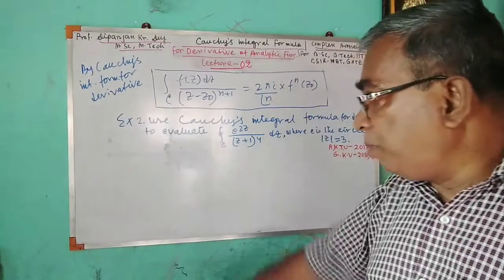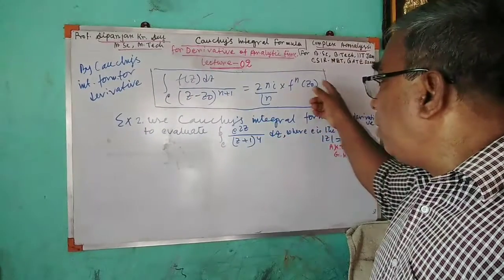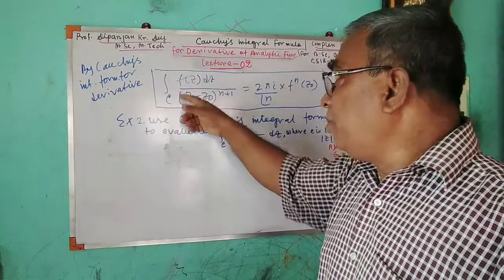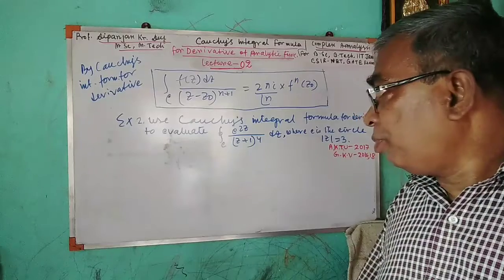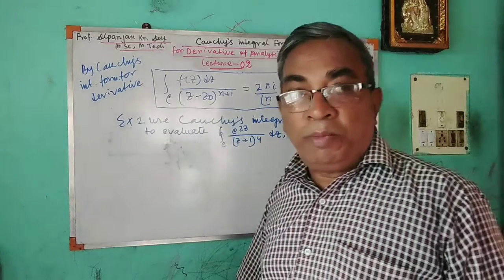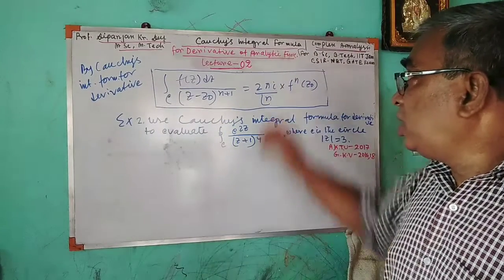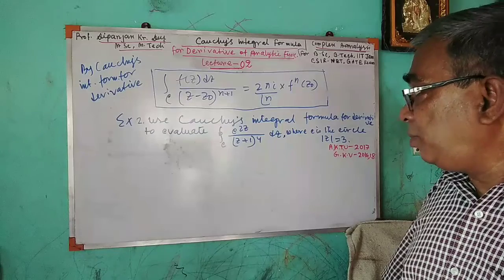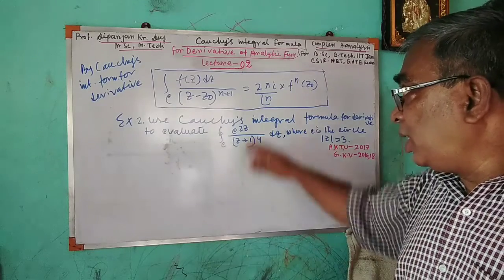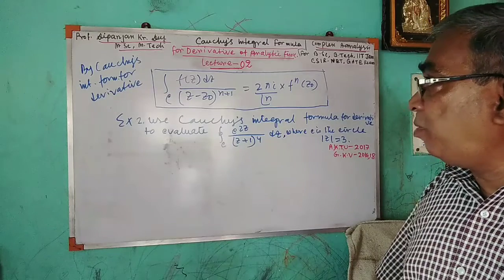This is example number 2. This is actually Cauchy's integral formula for derivatives. This formula I proved in my previous lecture, that is lecture 1, for Cauchy's integral formula for derivatives. So this is lecture 2 of Cauchy's integral formula for derivatives.